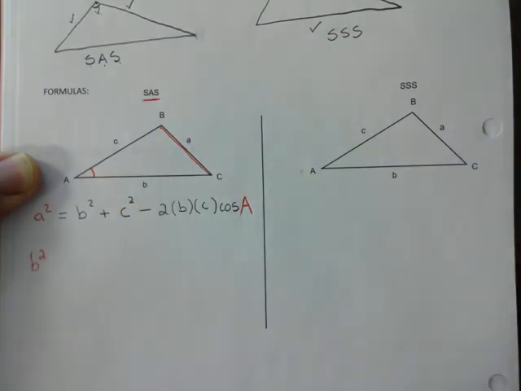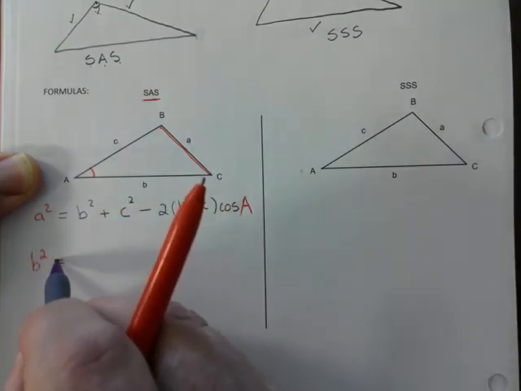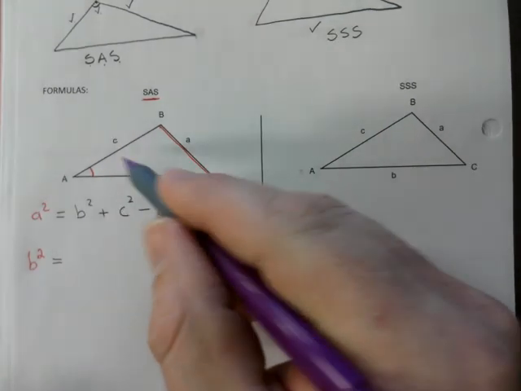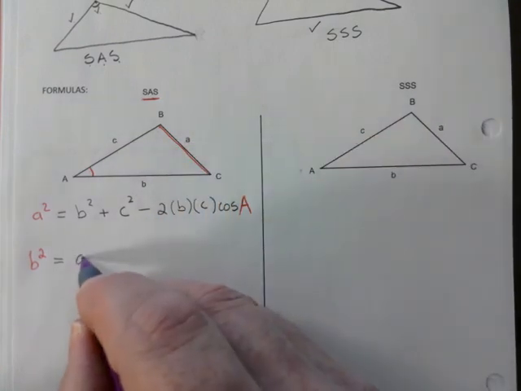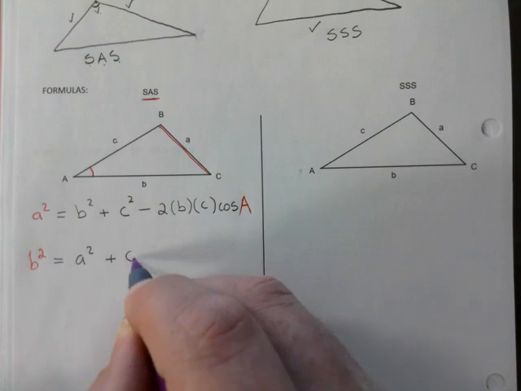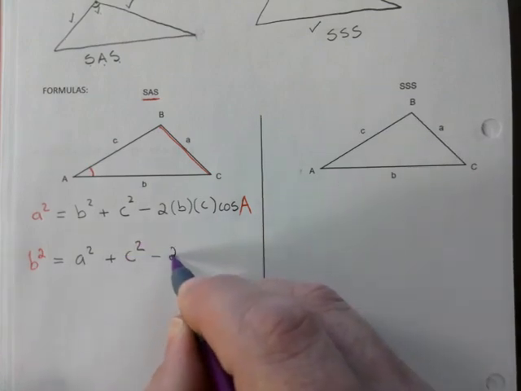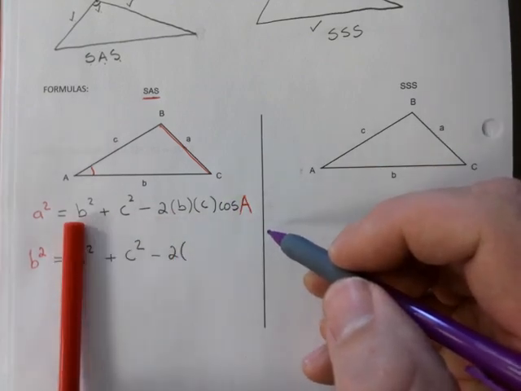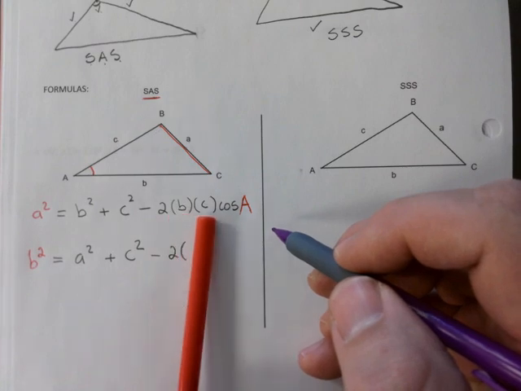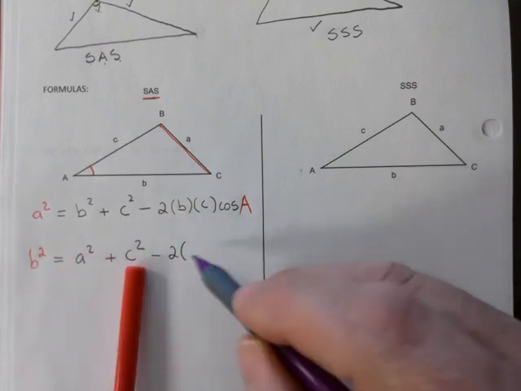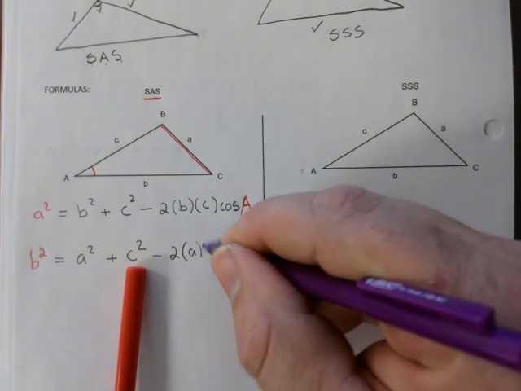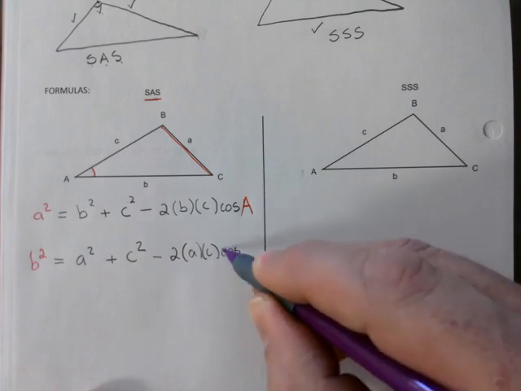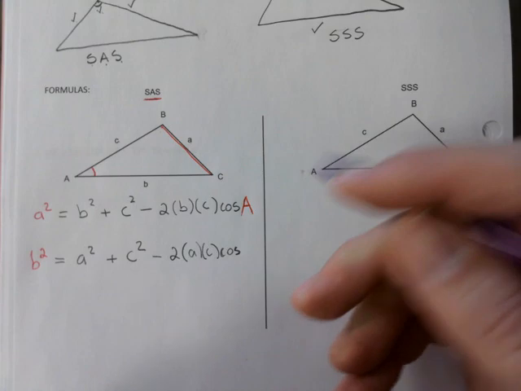B squared is equal to, what are the other two sides that are left? If you're trying to find B, you know C and A, correct? So you will go A squared plus C squared minus 2 times, what's the pattern? You see a pattern here? Look it up here. We had B and C, and then it came back here multiplying. We have A and C, so we will multiply A times C, and then we'll go times cosine. Cosine of what? Angle B, right?